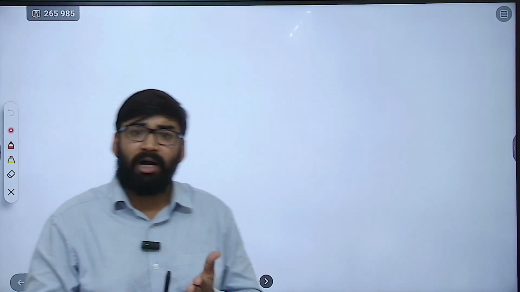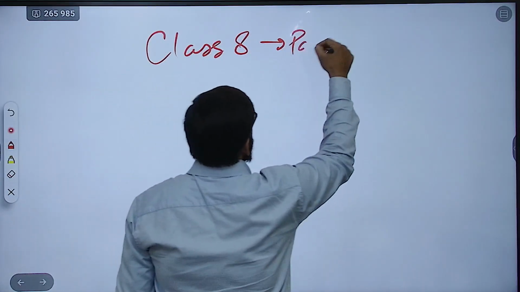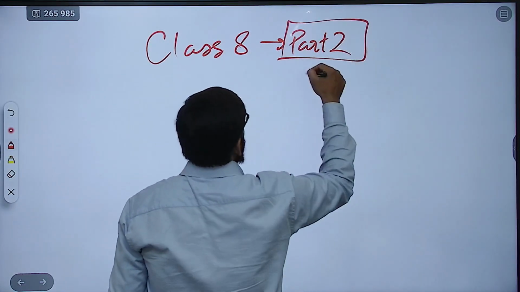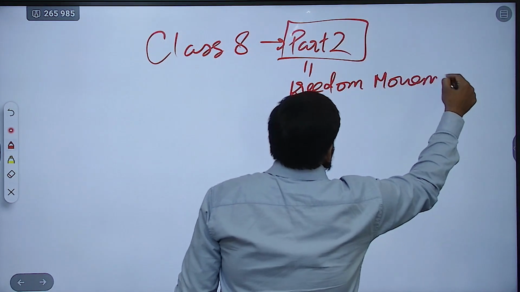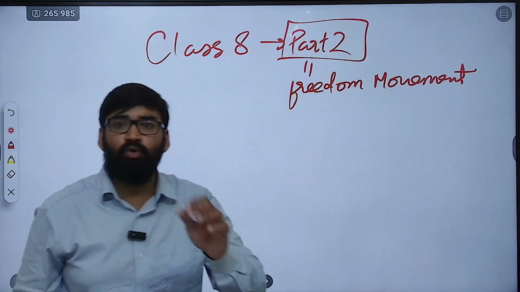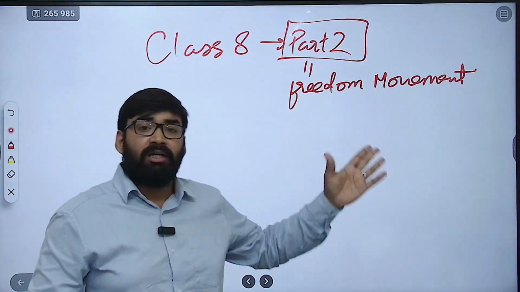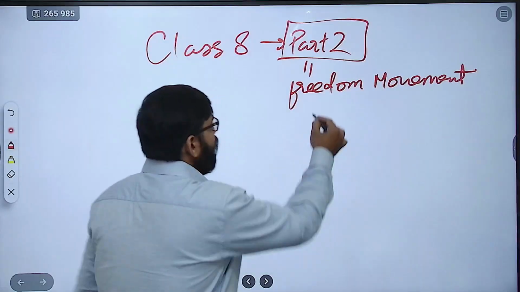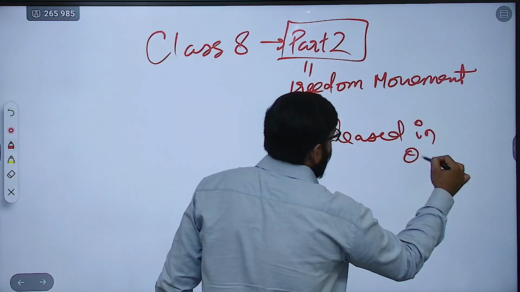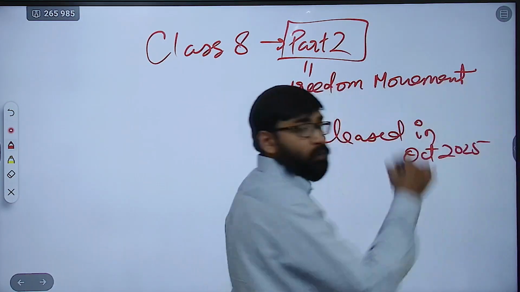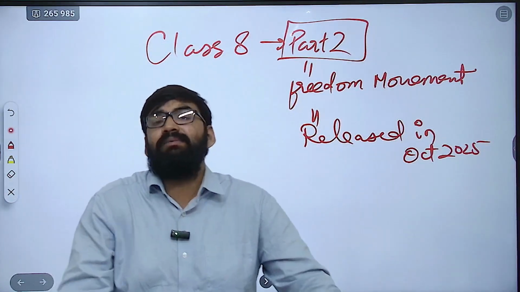So class 8th part 2 is going to cover the freedom movement, that is from 1857 to 1947. Now this part is to be released in October 2025. ये कब release हो रहा है? This will be released in October 2025. Okay. Now overall, what NCERT team says?